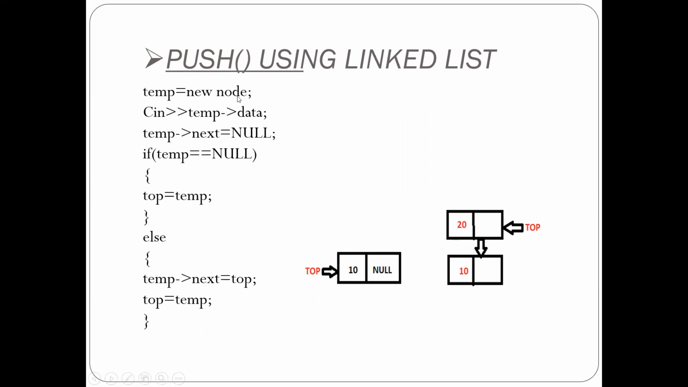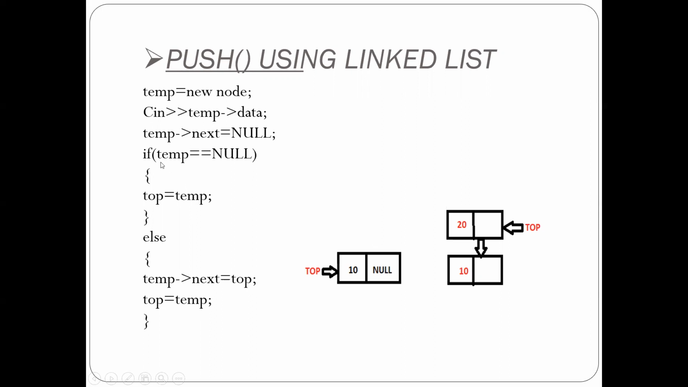I have taken the C++ reference here. That's why the syntax is like temp is equal to new node. The new operator I have used here for the memory allocation. You can implement it with the help of C or another language also. But first write the node creation steps. We are going to accept the data from the user, that is cin temp data. Suppose 10 we have accepted from the user. Temp next is equal to null. Initially, this should be null.